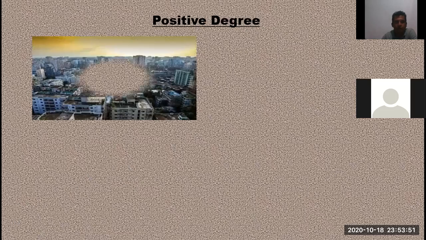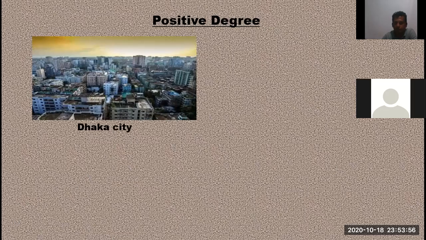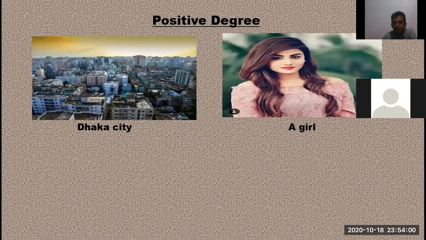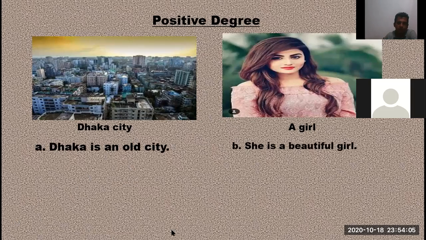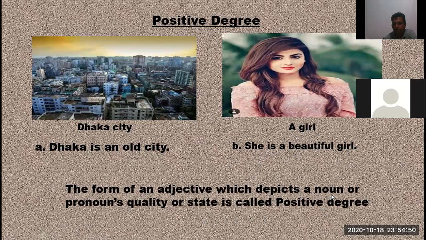So, positive degree. Look at the picture. This is the picture of Dhaka city, and it is the picture of a girl. So Dhaka is an old city. What is the adjective here? Which word is an adjective? Here the word old is an adjective because it modifies the noun city. So the adjective is in the positive form. She is a beautiful girl. Which word is the adjective? Here, beautiful is an adjective because it modifies the noun girl, and beautiful is in the positive form. The form of an adjective which denotes a noun or pronoun's quality or state is called positive degree.